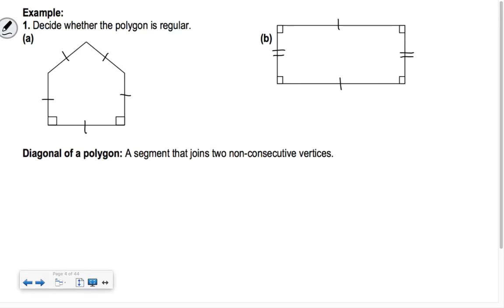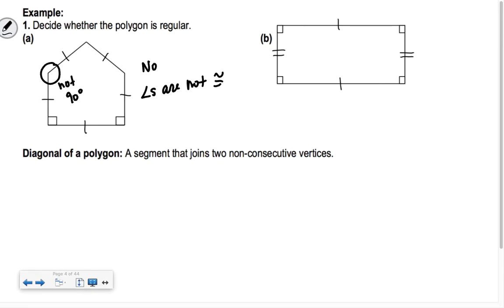So decide if the polygon is regular or not. So how about this one? Do we think it's regular? Are all the sides the same? Yeah? Are all the angles the same? No. So this is no. So the angles are not congruent. Do you see why they're not congruent? This is not 90, right?